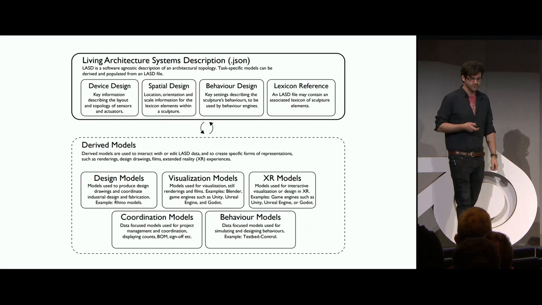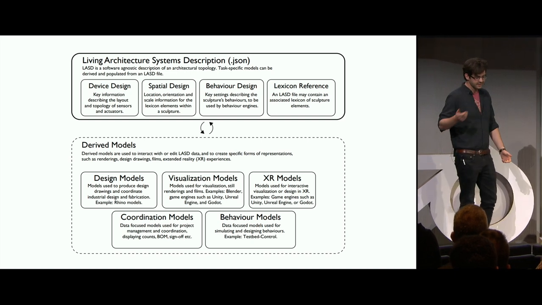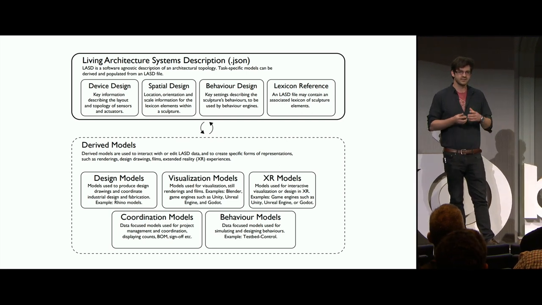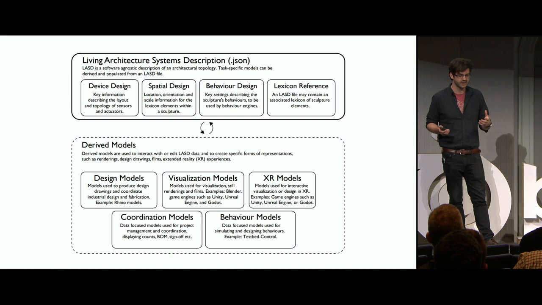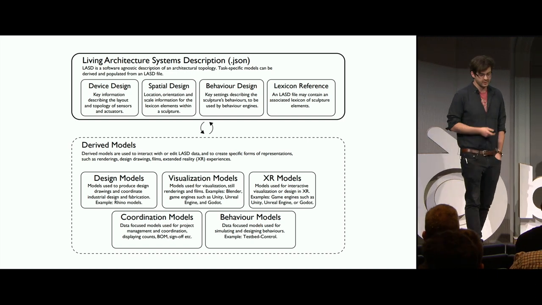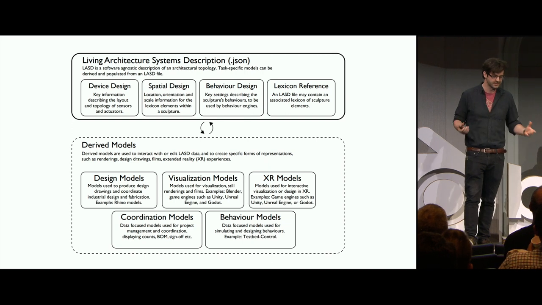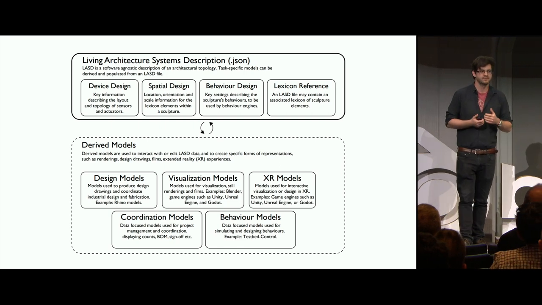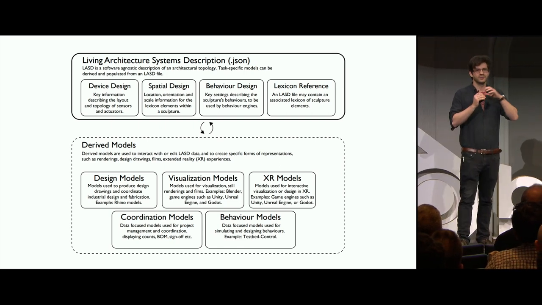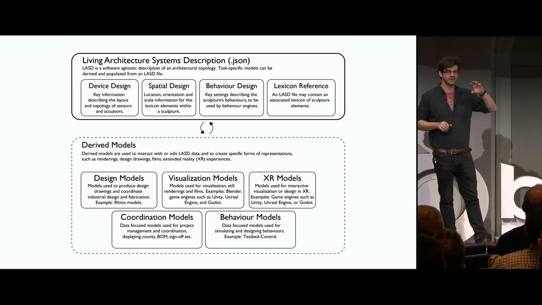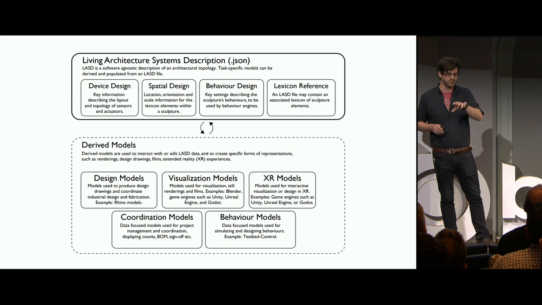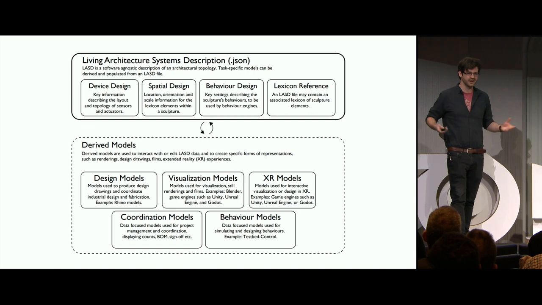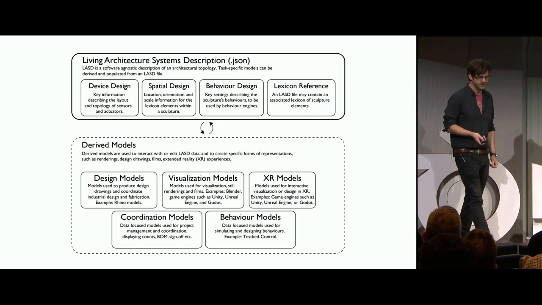So that led us to produce what we're calling the Living Architecture Systems Description. It's a custom exchange format that we've been working on that's based in JSON, and it's this hierarchical model description of the sculpture that talks about the device design, the spatial design, the behavioral design, and the lexicon of components and assemblies that make up each of these testbeds. And what that description allows us to do is, because it's very lightweight, we can use it to derive different models in different software platforms, whether that's in Rhino for documentation, or in Blender for visualization, or in Unreal or Unity or Godot for more interactive applications, or in our custom behavioral modeling tools.